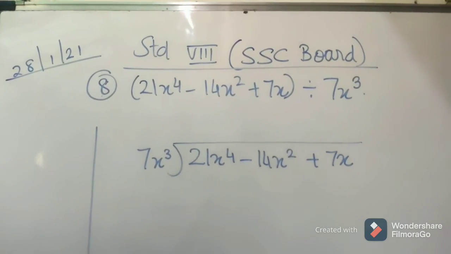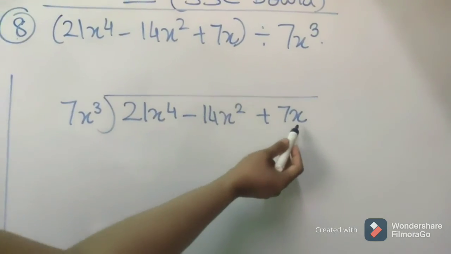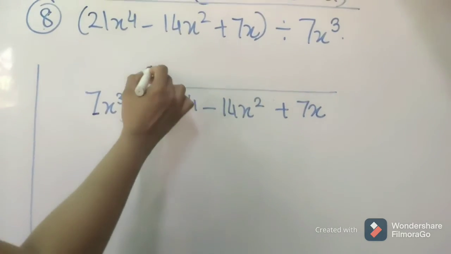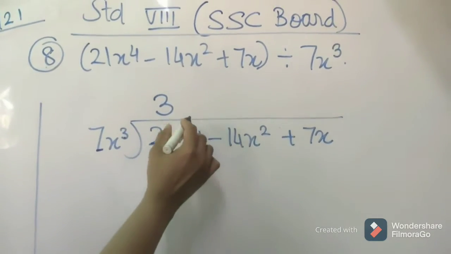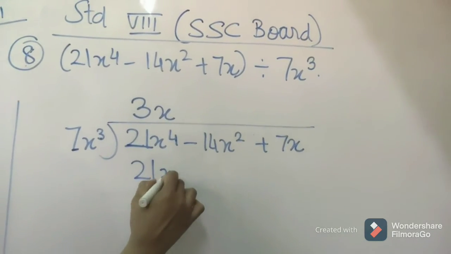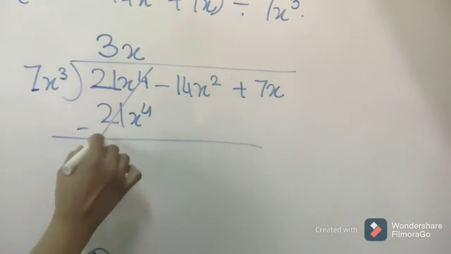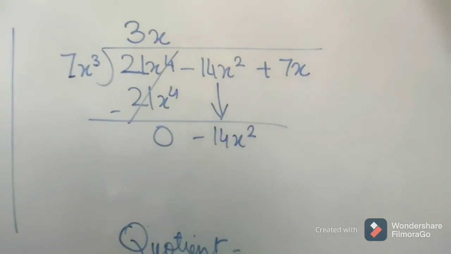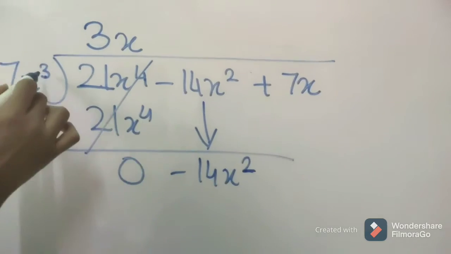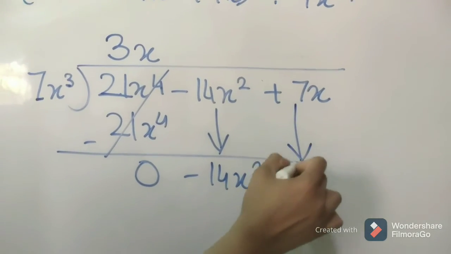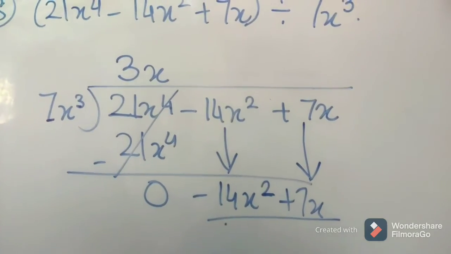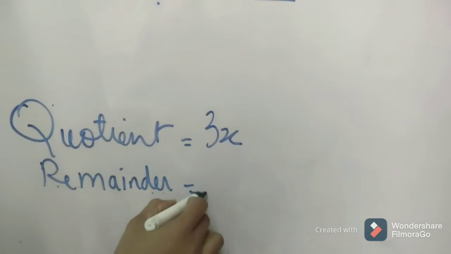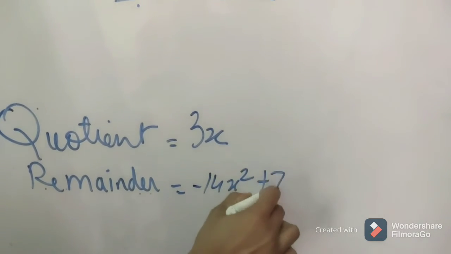Coming to the 8th sum, 21x raised to 4 minus 14x square plus 7x divided by 7x cube. So in 7's table 21 goes 3 times and 4 minus 3 is 1. So I'll just write that, I'll change the sign, this cancels out, this becomes 0. The next term comes down, 14x square. Now students, you cannot divide the smaller index by the larger index, so this term will also come down and this becomes the remainder. So the quotient here is 3x and the remainder is minus 14x square plus 7x.